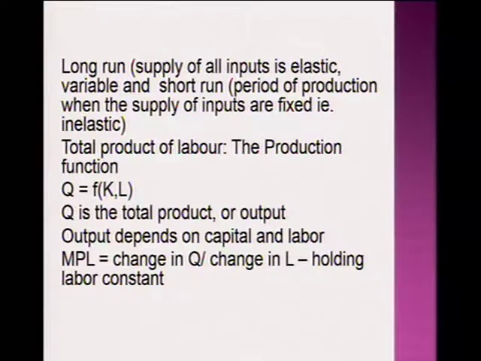So the production function is, as you can see, Q is a function of K and L. Q is the total product or output at any point in time. And output depends on labor and capital. Marginal product of labor is the change in output divided by the change in L, where you hold capital constant.